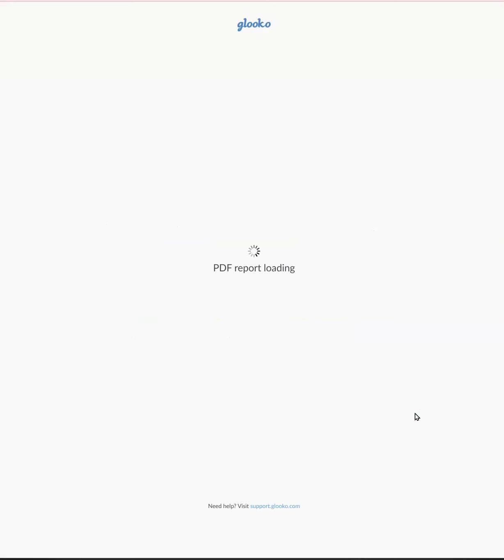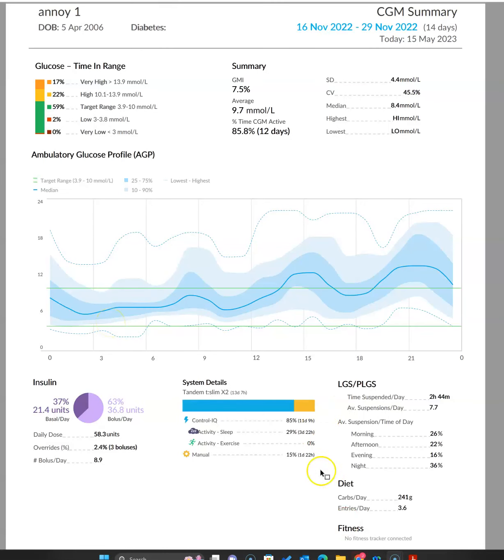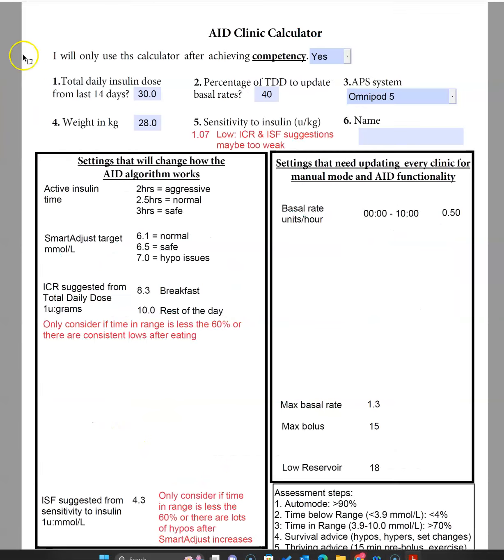So obviously it then creates a PDF and we can have a look at it. Once the report comes up, you've got your summary page. So what we need to use here is a calculator to give us some support. So we know that this person is on 58.3 units of insulin. So on our tool, total insulin, you can just put 58.3. And I know this person weighs 70 kilos. So obviously you need to get their weight.